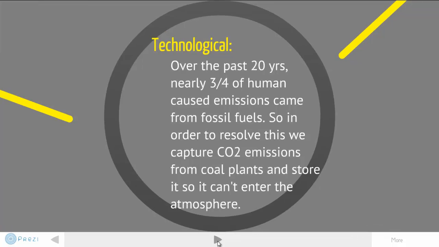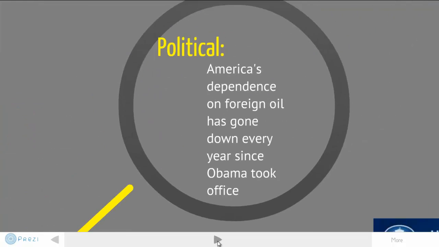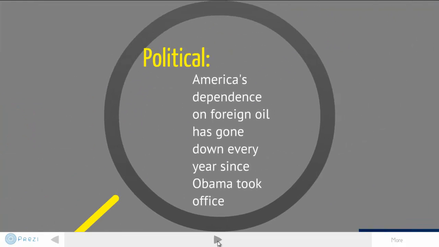Technological. Over the past 20 years, nearly 3/4 of human-caused emissions came from fossil fuels. So in order to resolve this, we capture CO2 emissions from coal plants and store it so it can't enter the atmosphere. Political. America's dependence on foreign oil has gone down ever since Obama took office.